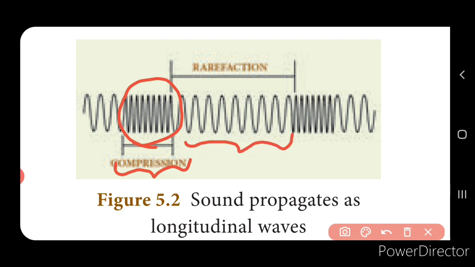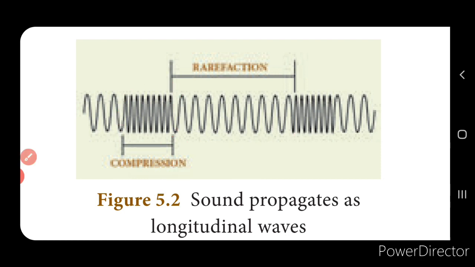And the less pressure region, which is relaxed, where the number of particles in the medium is less, is called the rarefaction. So this is about the longitudinal waves. You get a series of alternating compression and rarefaction regions, and this type of wave is called the longitudinal wave.